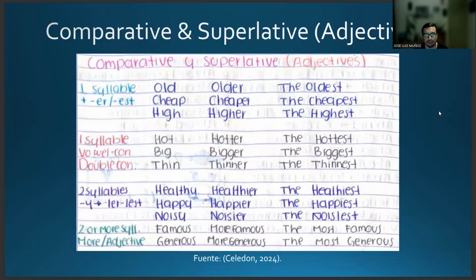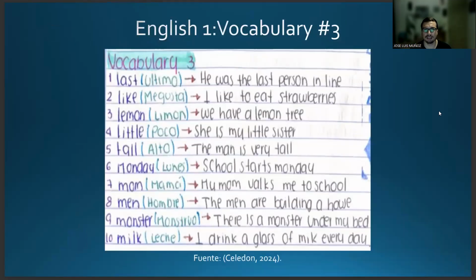Famous, more famous, the most famous. Generous, more generous, the most generous. Like that, you use the different examples.